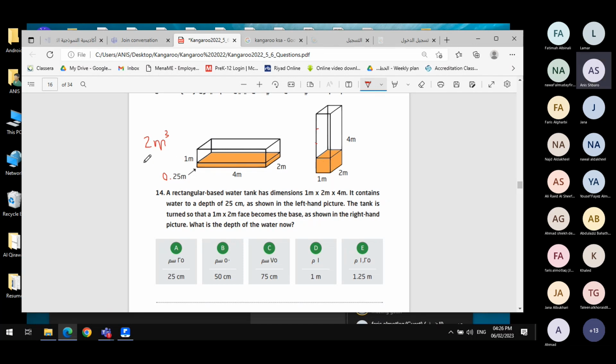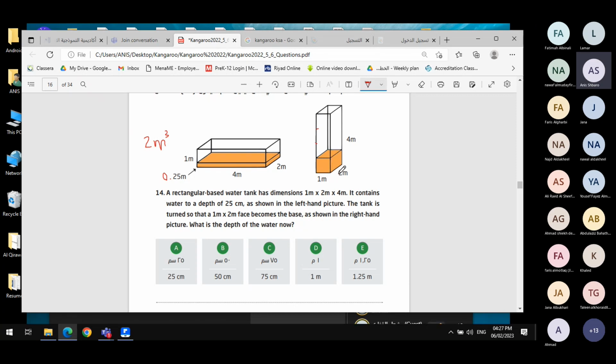Look, so here when we found the volume is 2 meter cube, when we flipped this shape, of course the volume didn't change. The shape of it changed because it was like this, now it's like this. But the volume will never change. Like a can of Pepsi, for example. We have 250 milliliters. If we turned it to the right, it will remain 250 milliliters. It will not change.